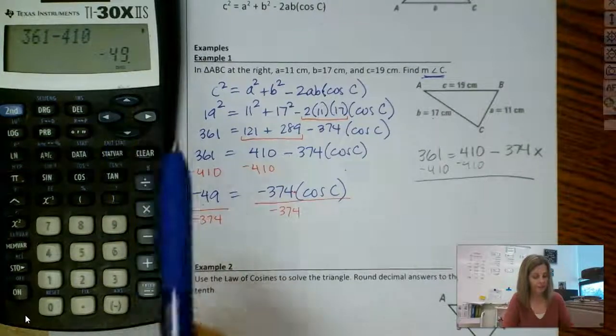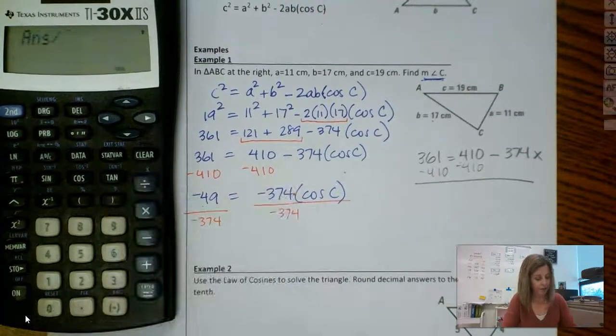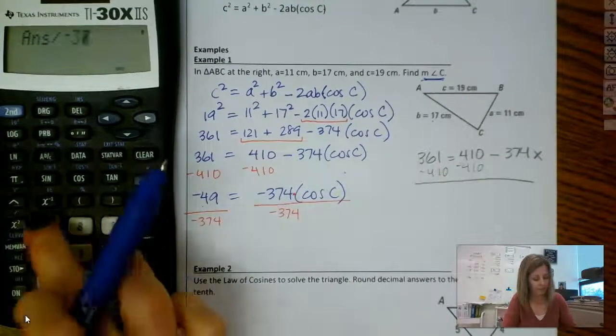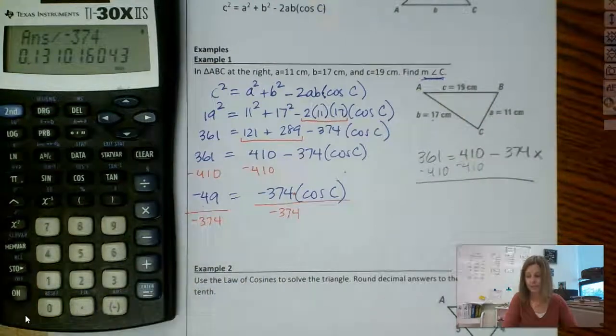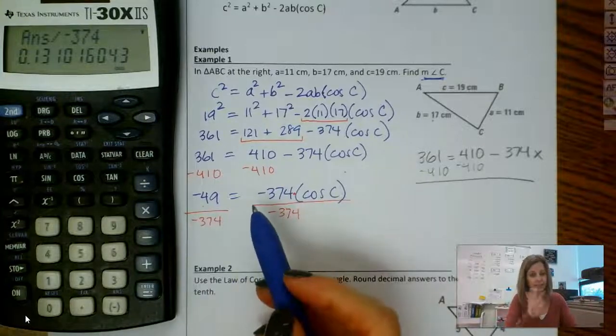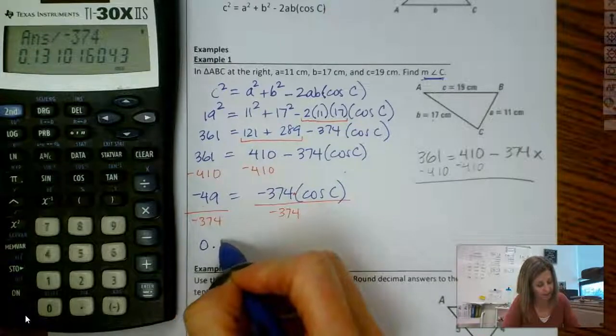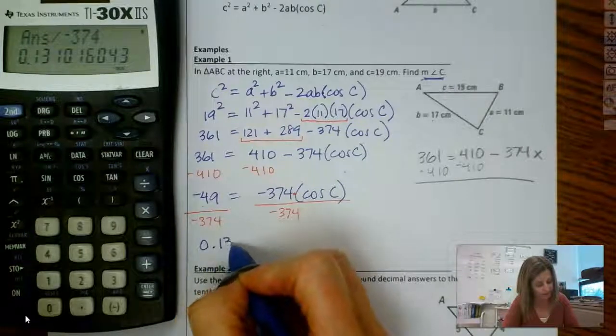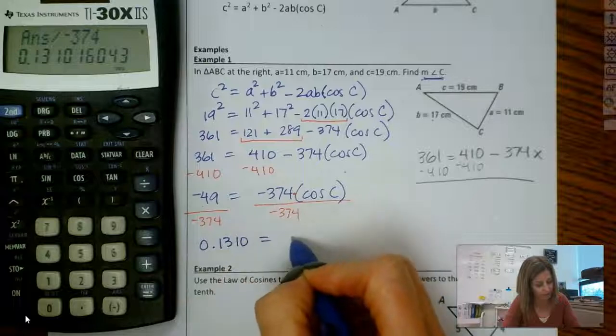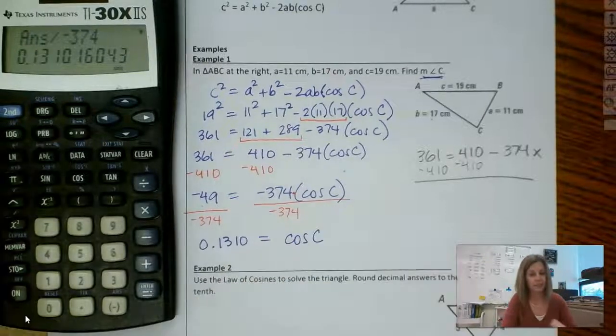Okay, so I've got negative 49 on my calculator still, divided by negative 374. Okay, so I have this pretty long decimal. So I'm going to initially show you one way to do this. I'm going to take it out to 4 spots. So I'm going to go ahead and do 0.1310 equals the cosine of C.